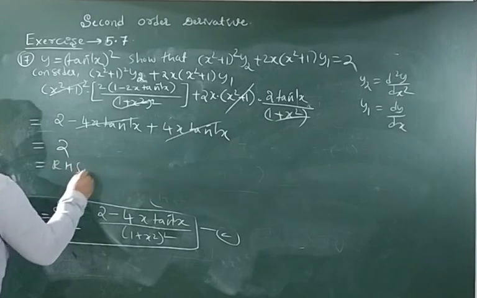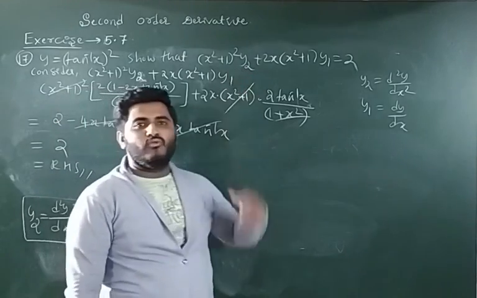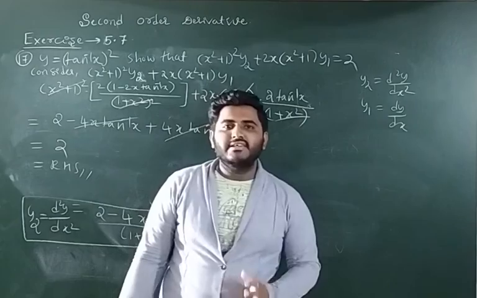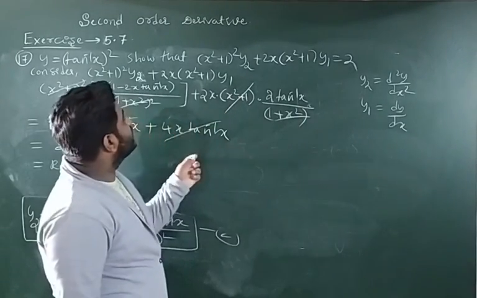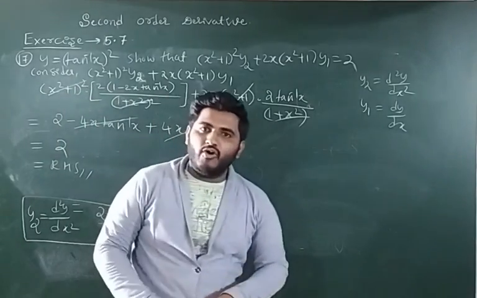So hence we got the solution. What we did, guys? We have calculated y2, which is the second order derivative. We have calculated y1, which is the first order derivative, and substituted in this equation. We got that equal to 2, that is RHS. I hope you understood.